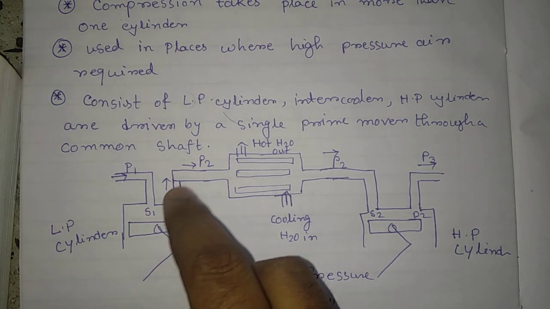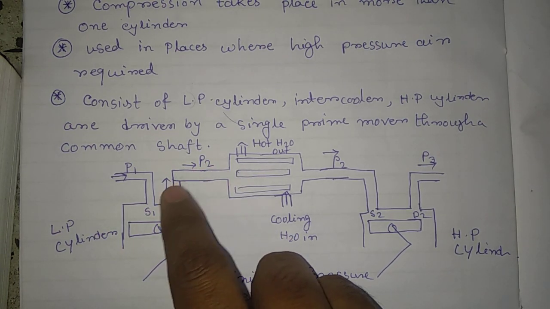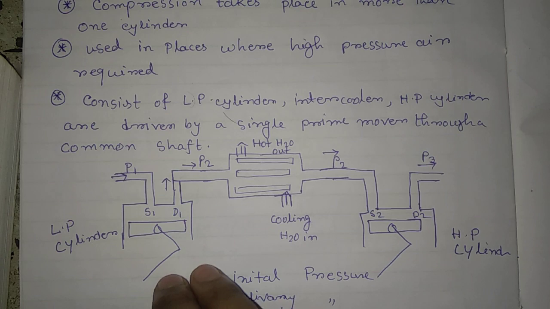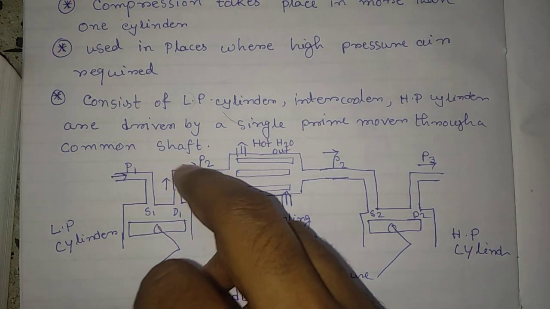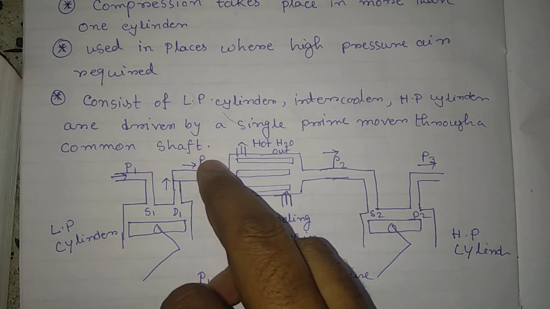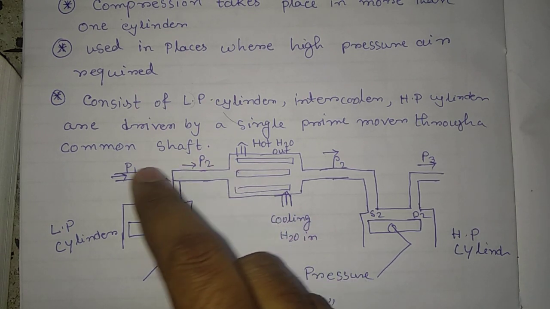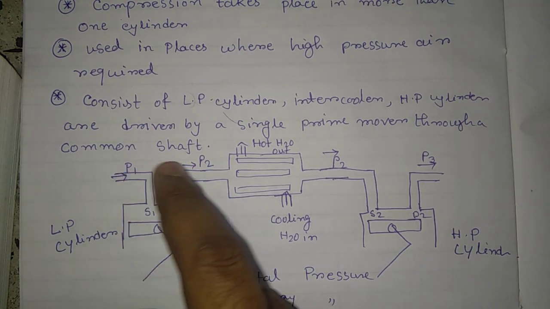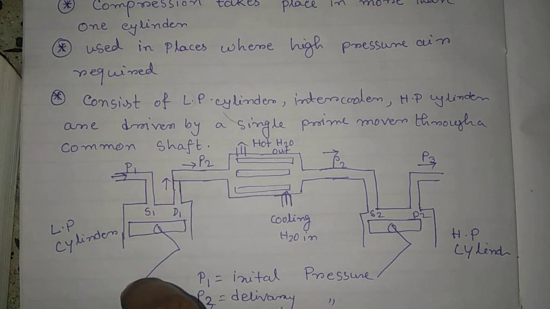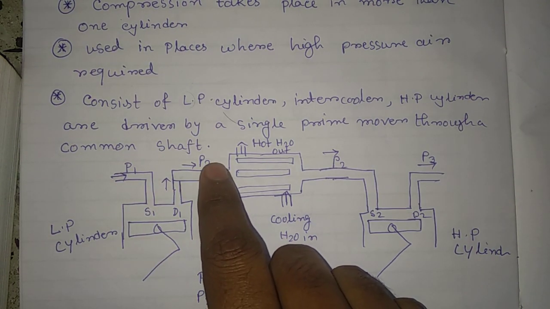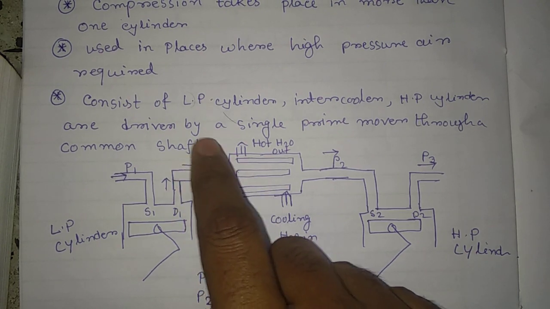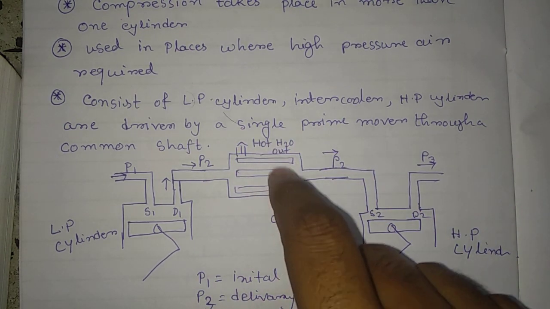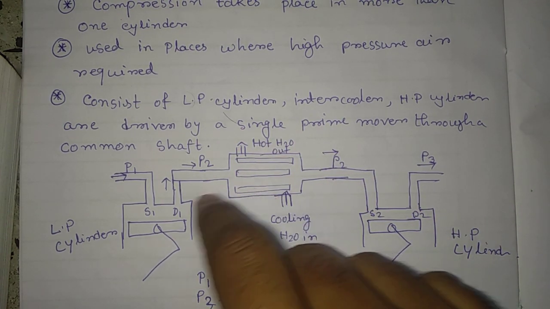Now through D1, the discharge valve, the air is delivered to the intercooler. The intercooler's function is this: as the compression takes place in the low pressure cylinder, the temperature obviously increases. So the pressure there is P2 and the temperature will be T2. T1 is the initial temperature, and T2 is obviously greater than T1, because of the compression process. So T2 must somehow be reduced to reach T1. How do we do that? By using the intercooler. The intercooler is basically a heat exchanger in which the temperature of the air is reduced.